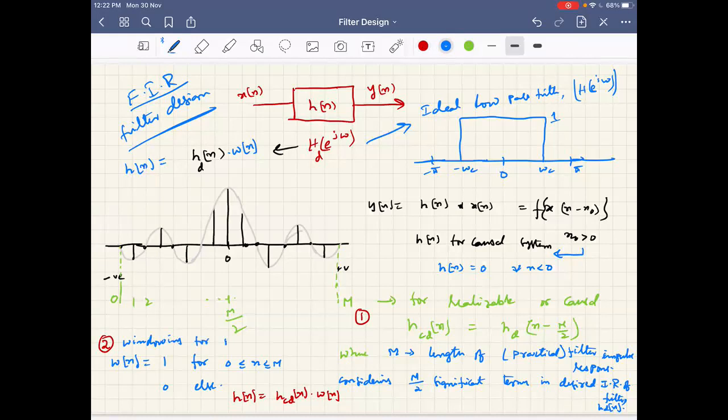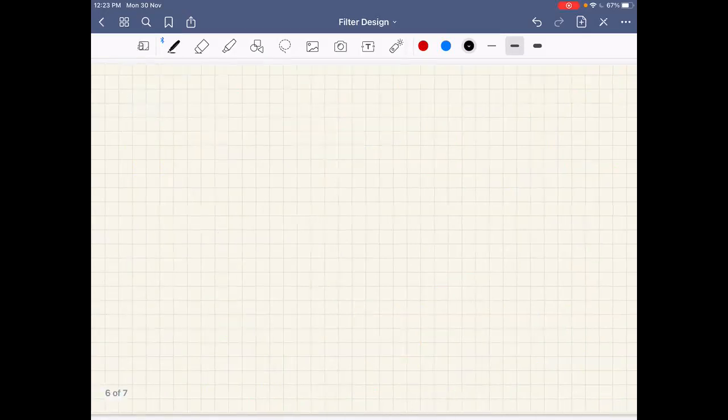For making h of n finite. So when we do these operations, we need to see what all these implications are in the frequency domain. Because finally, what we wish to do is to see how this filter looks in the frequency domain. How do we design an effective filter in the frequency domain for passing certain frequencies and attenuating certain other frequencies? So now let us see, in the frequency domain, what the implications of this are. To summarize, we have done two operations. So I will write now.